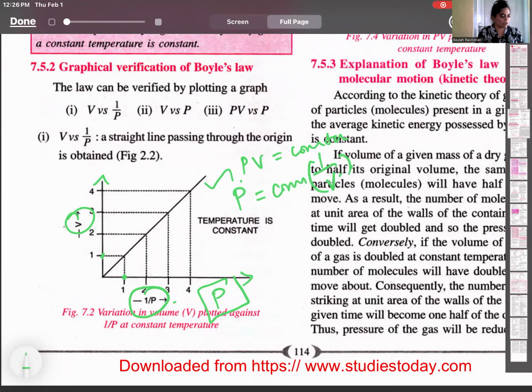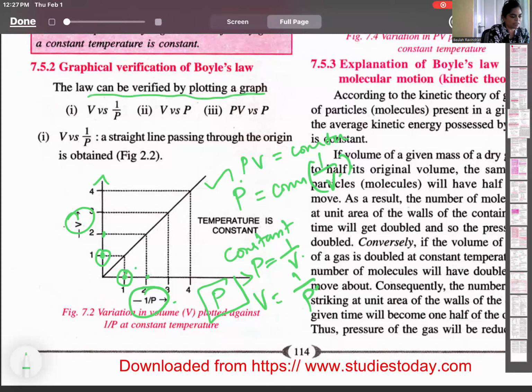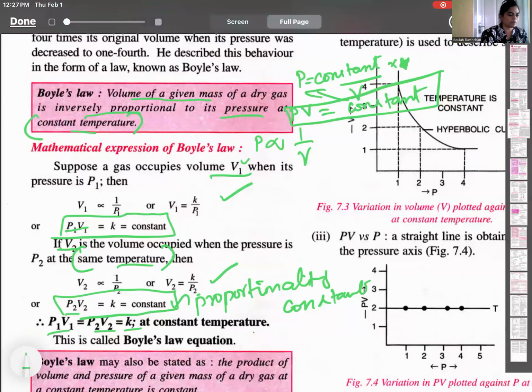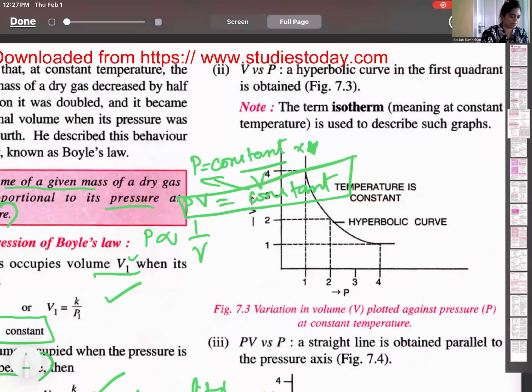If the constant is taken as 1, then we can say directly P is equal to 1 by V. Whatever the pressure, that is 1 by V. Otherwise, whatever the volume, that is 1 by V. So if the volume is 1, then the pressure is 1; if the volume is 2, then the pressure is 1 by 2, and it continues like that. So we can say this law can be verified by plotting a graph of V versus 1 by P. Then V versus P is not a straight line, as I told you.